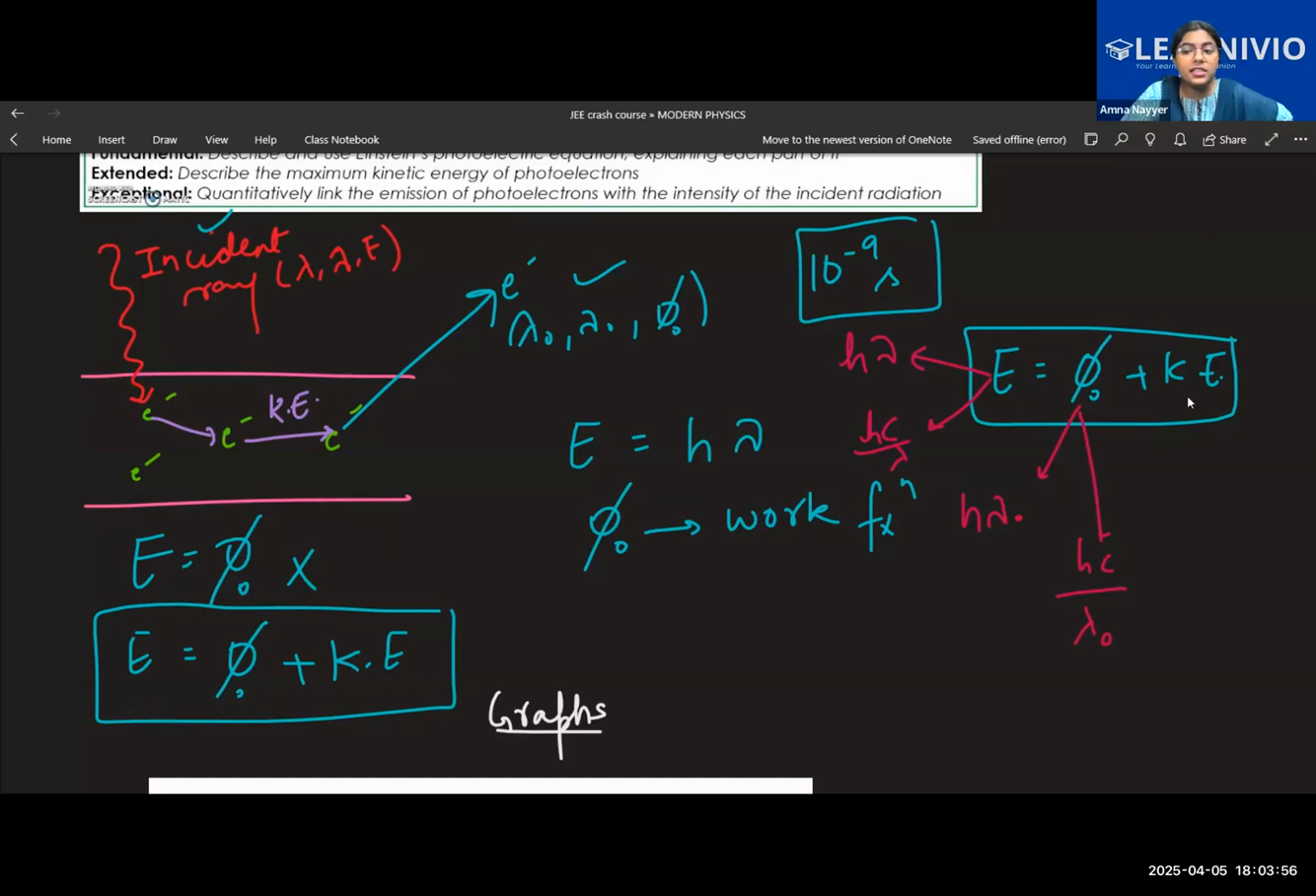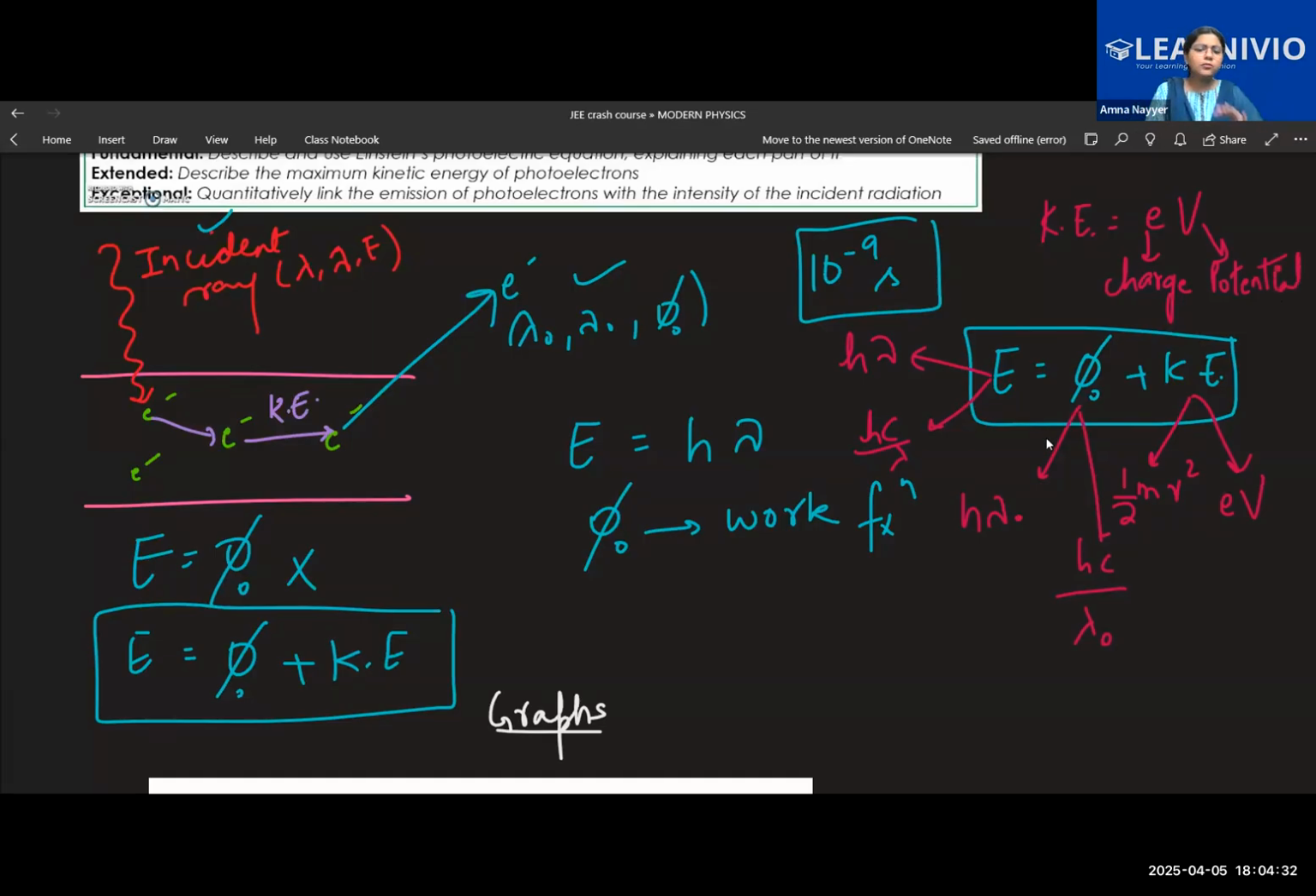And for kinetic energy, what is the general formula of kinetic energy if mass is m? Yes, Meera, you tell. Half mv square. So for the maximum kinetic energy, you can use the maximum velocity in half mv square. There is one more formula you can use: E into V, charge multiplied by potential. Your kinetic energy is E into V. This is the charge, and this is the potential.